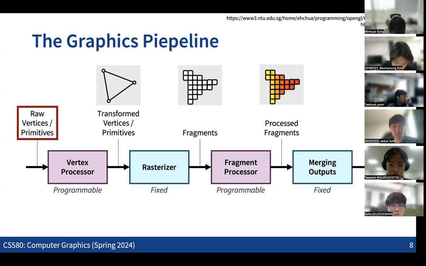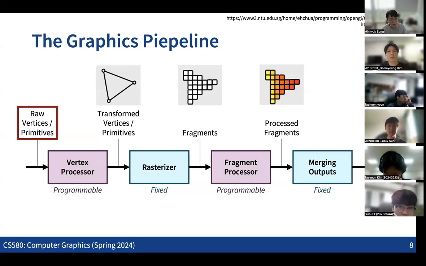When you have some geometry information, there are multiple components. We have the vertex processor, the rasterizer, and the fragment processor, and we merge all these outputs to get the final image. Some of these components are something that we need to implement. In the very classical OpenGL framework, like OpenGL 1.0, all these components are implemented in hardware.